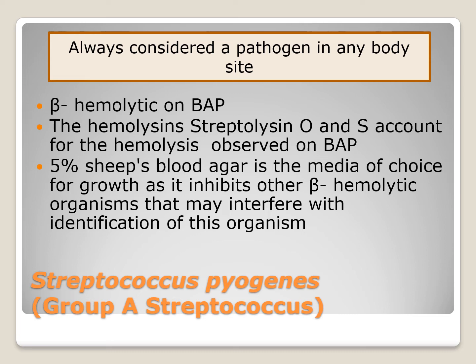This is an organism that is beta hemolytic on blood agar. The hemolysins streptolysin O and S account for the hemolysis observed on your blood agar plate. Streptolysin S is the beta hemolysin seen around the colony surface, and streptolysin O is the beta hemolysis seen around the colony subsurface. 5% sheep's blood agar is the media of choice for growing Streptococcus group A because this type of media actually inhibits other confusing organisms like certain species of Haemophilus.